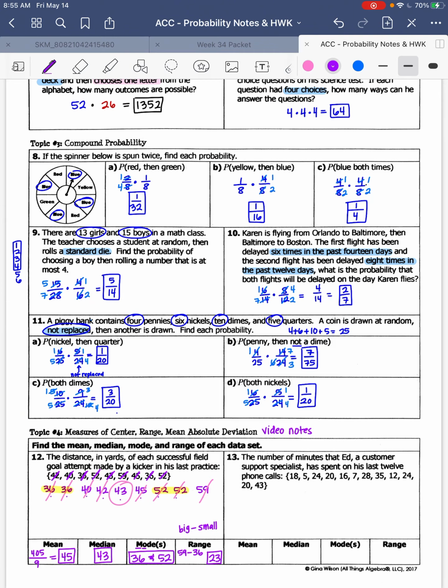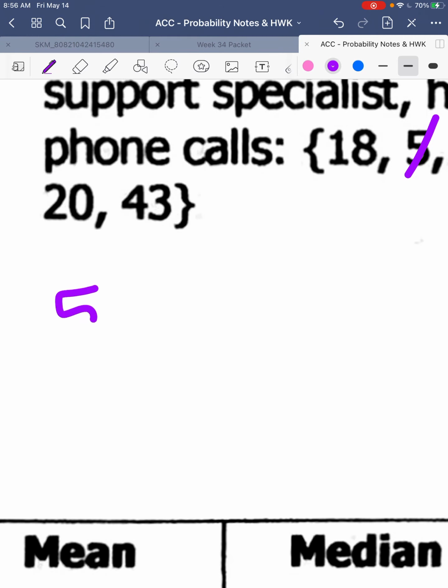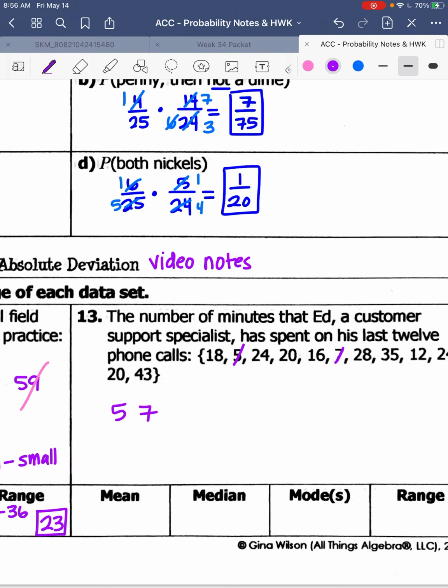Okay, let's look at number 13. The number of minutes that Ed, a customer support specialist, has spent on his last 12 phone calls. So we've got 12 numbers here. We have to put them in numerical order. So looking at the data, the first number I see that's small is 5 and followed by 7. So we've got 5, then 7.